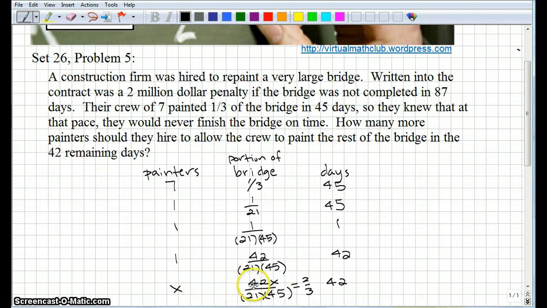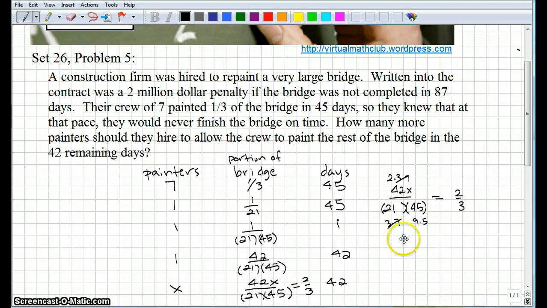So let's solve that equation. Actually, I'll just write it off to the side here. 42x over 21 times 45 is equal to 2/3. Well, let's see if we can simplify this a bit. We know that 42 is 6 times 7, which is 2 times 3 times 7, and this is 3 times 7, and this is 9 times 5, so I can see a 3 and a 7 right away. I just cancel that out, and that's all the factors.